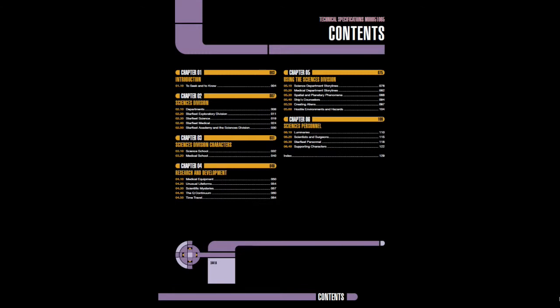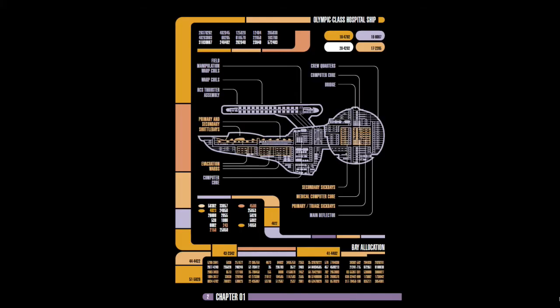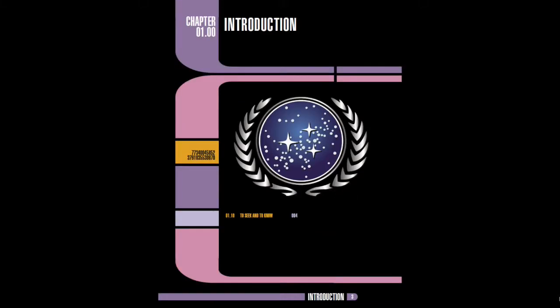And here we have, for some reason I've misread this, an Olympic class ship, which was the USS Pasteur from the Next Generation episode All Good Things. And we now go to our introduction.